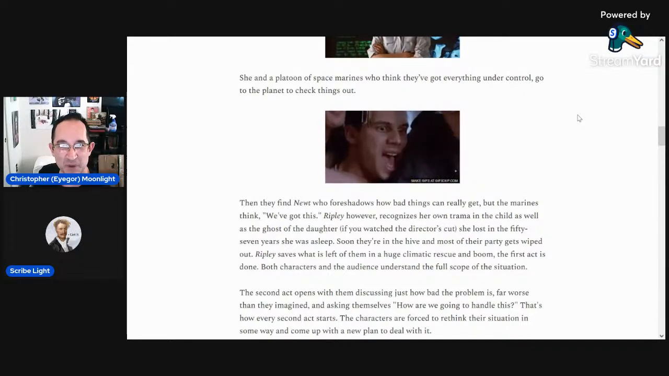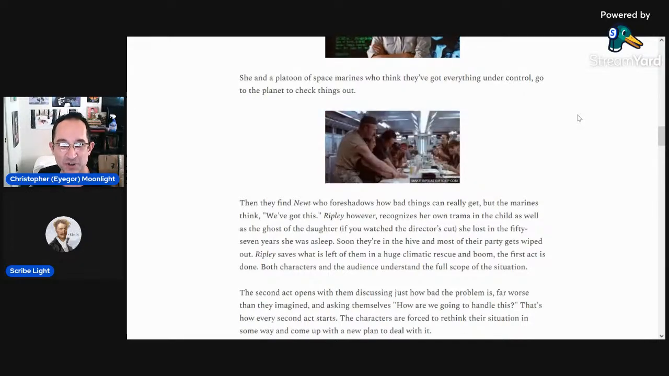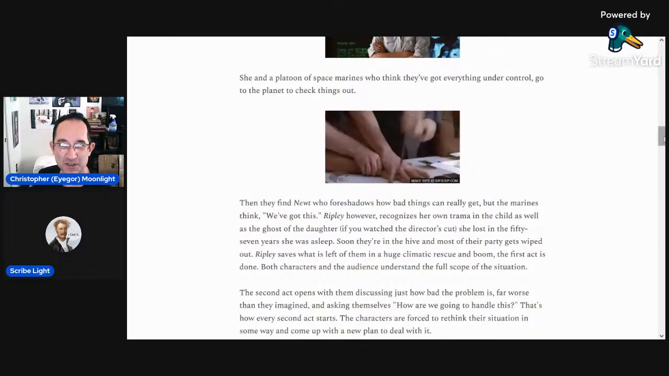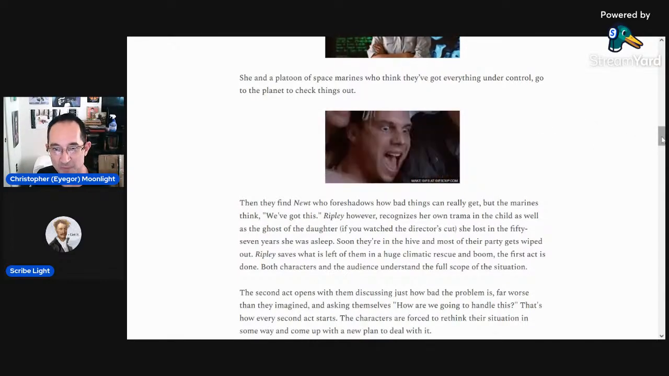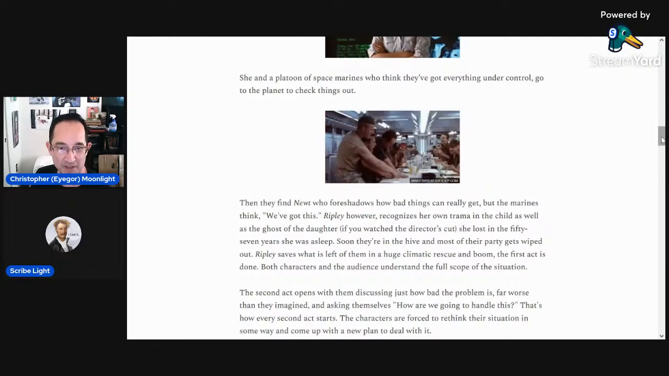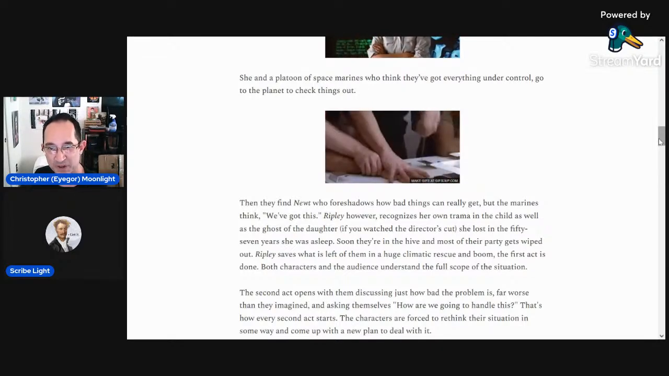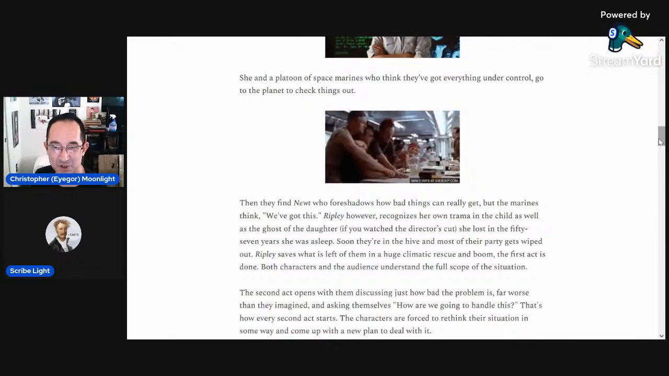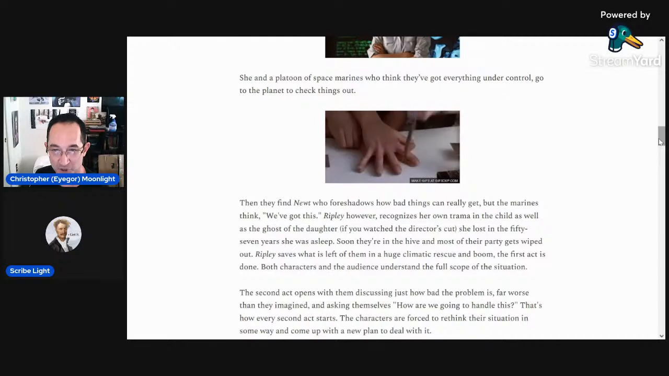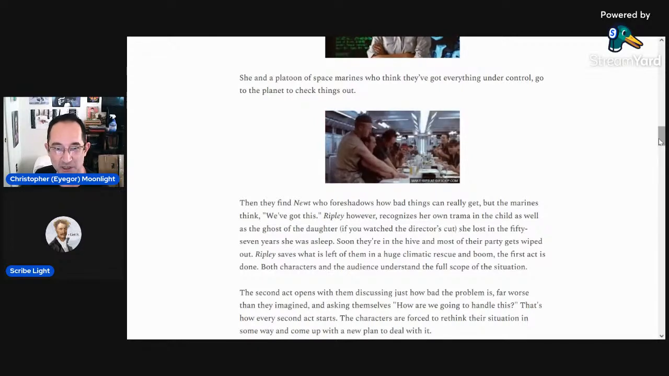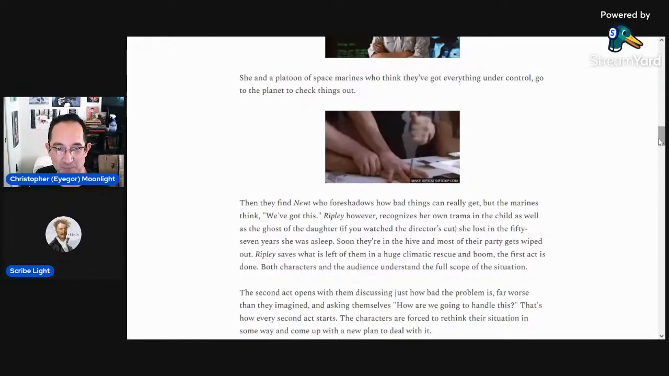She and a platoon of space marines who think they've got everything under control go to the planet to check things out. Then they find Newt, who foreshadows how bad things can really get. But the Marines think, we've got this. Ripley, however, recognizes her own trauma in the child, as well as the ghost of the daughter she lost in the 57 years she was asleep, if you watch the director's cut.